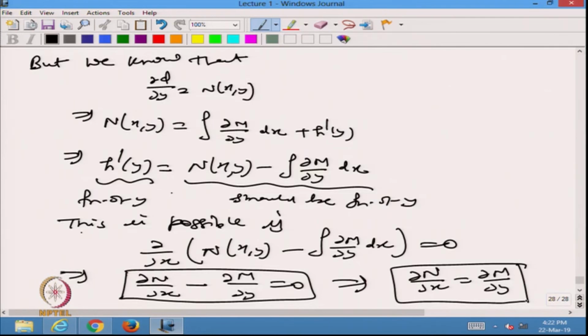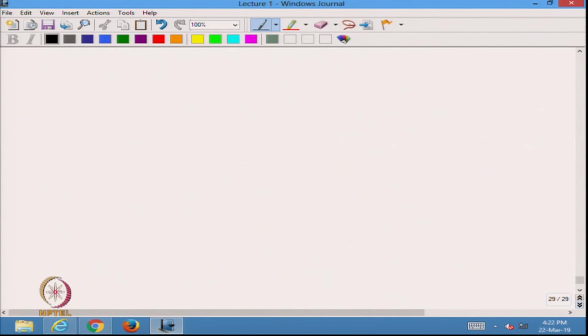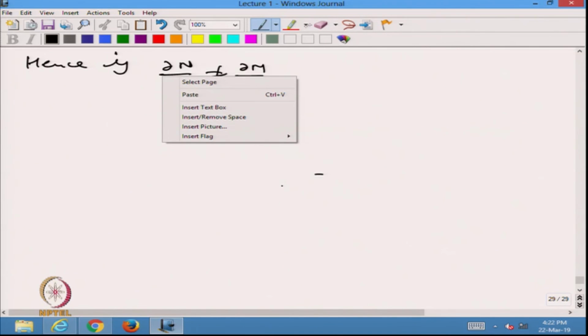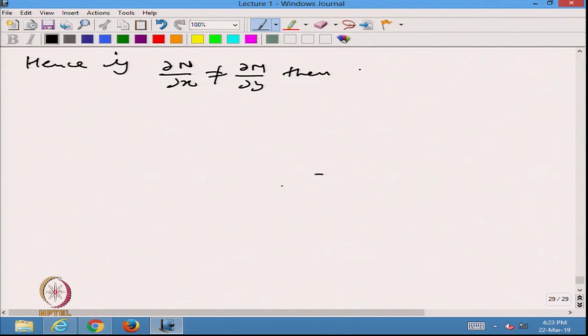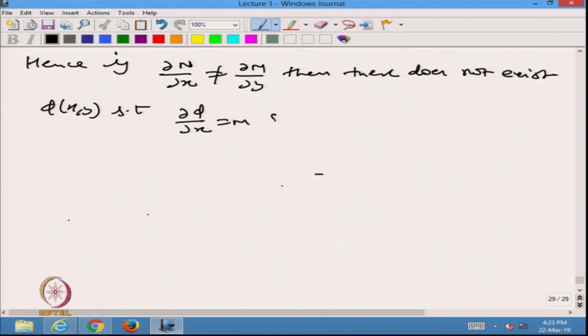So, now I get this one. Hence, if del N by del x is not equal to del M by del y, then there does not exist a function phi(x,y) such that del phi by del x is equal to M and del phi by del y is equal to N, if it is not equal, right.